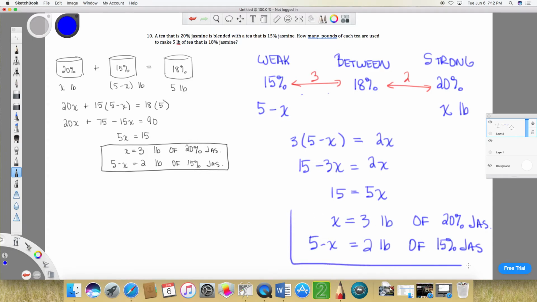So that's the same answer that we got using the previous method, the bucket method. So I hope that helps.